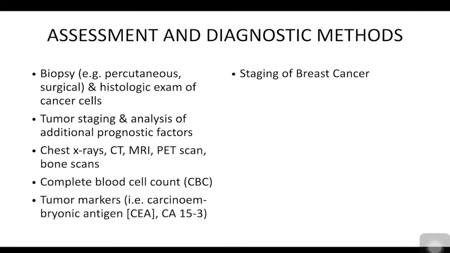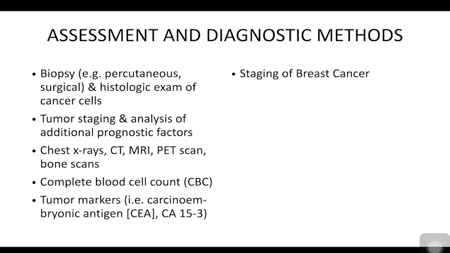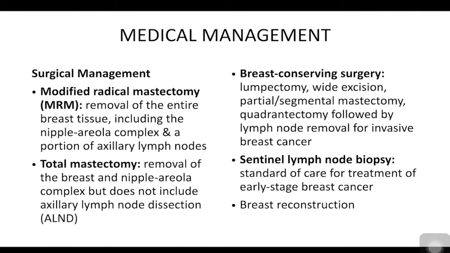Okay, so two more markers. You have your CEA and CA15-3 and carcinoembryonic antigen. Okay. And we have also our staging of breast cancer, depending yun dun sa ano. Okay, for the surgical management, we have the modified radical mastectomy, total mastectomy, breast conserving surgery, okay, or lumpectomy. We have the sentinel lymph node biopsy. And lastly, the breast reconstruction.